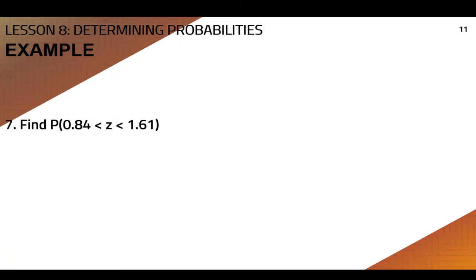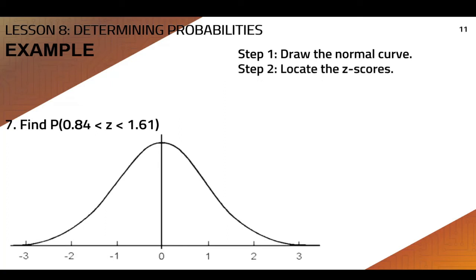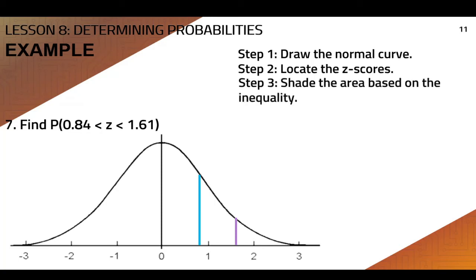Ayun, very good. Next, find the probability of z is greater than 0.84 and less than 1.61. So, this is an example of in between. So, paano natin i-approach to? Again, first step, draw the normal curve. Ayun. Next, locate the z-scores. Nasaan yung 0.84? Nasa pagitan ng 0 at 1. And ang 1.61, nasaan? Ayun. Nasa pagitan ng 1 and 2. Anong hinahanap natin? In between daw. So, therefore, in between. Ayun.